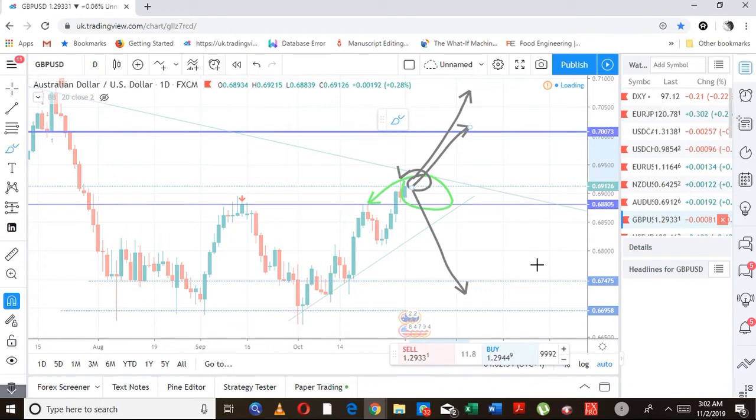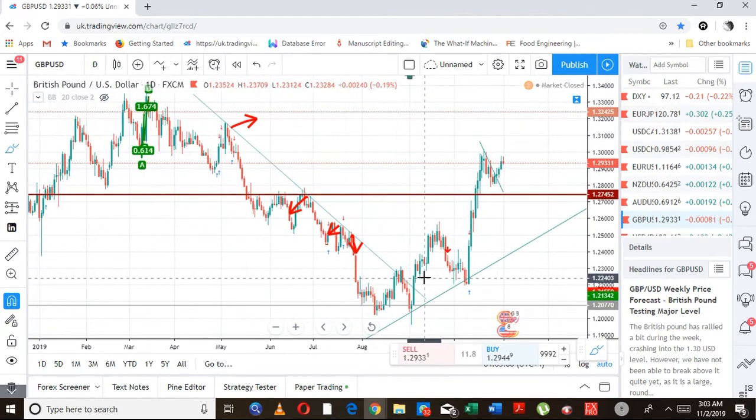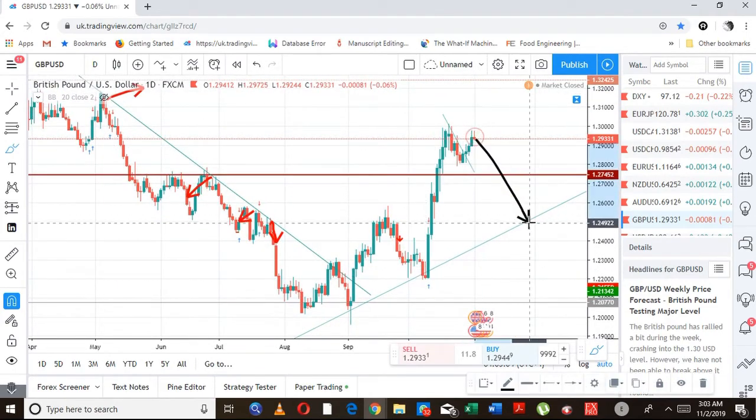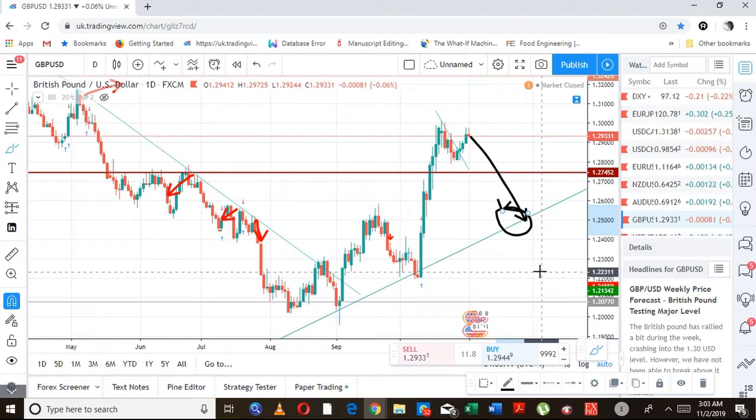Next trade is GBP USD, and for the GBP USD, I'm quite interested to see a major pullback all the way to here, and there provides me a really good Fibonacci retracement area to look for buying opportunities.